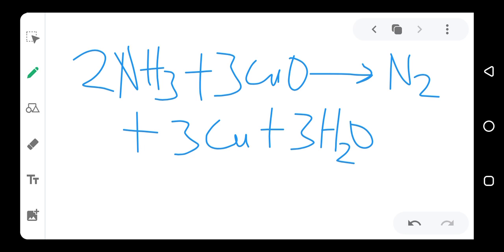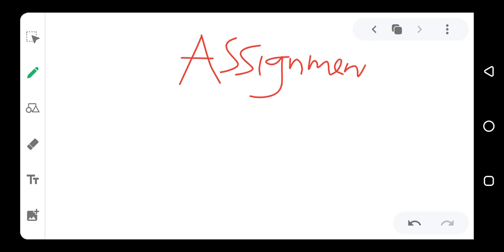Okay. So this is how to balance chemical equations. Now your assignment. You balance these chemical equations.